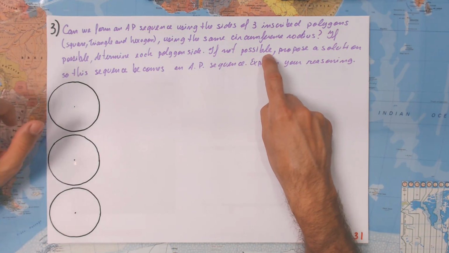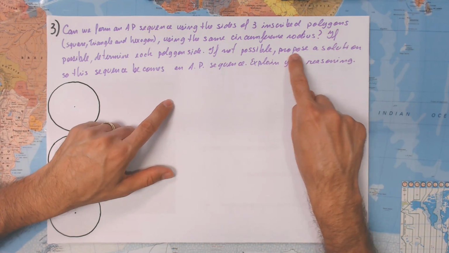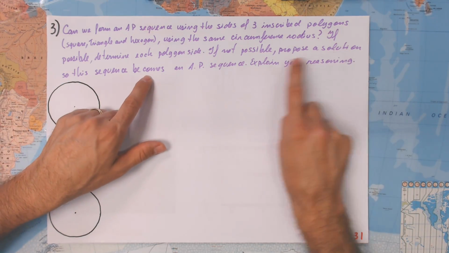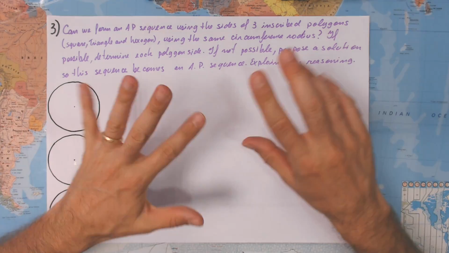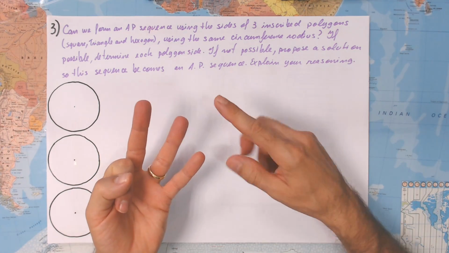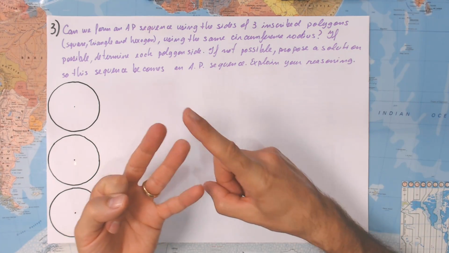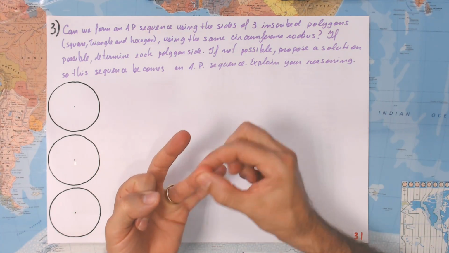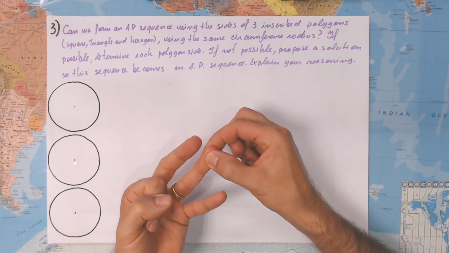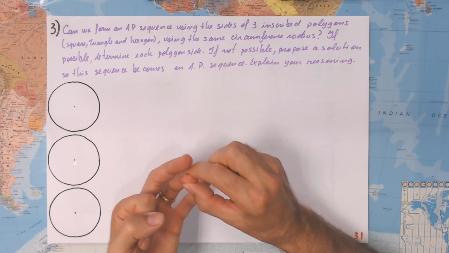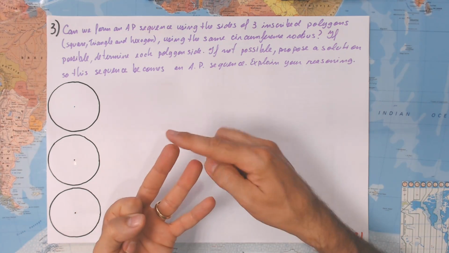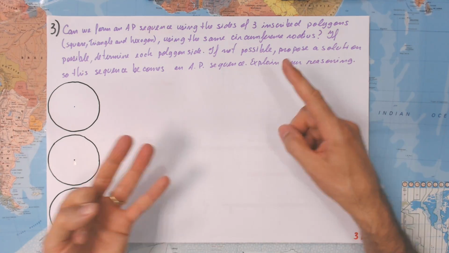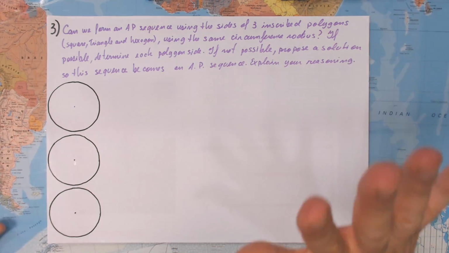If it's impossible, I want to propose a solution so this sequence becomes an AP sequence, because it happens like this. If we have 3 points and they are not linear, just moving one point, we can make them become linear again. Just moving one dot, we can make a sequence that is not linear become linear. And that is the question, okay?